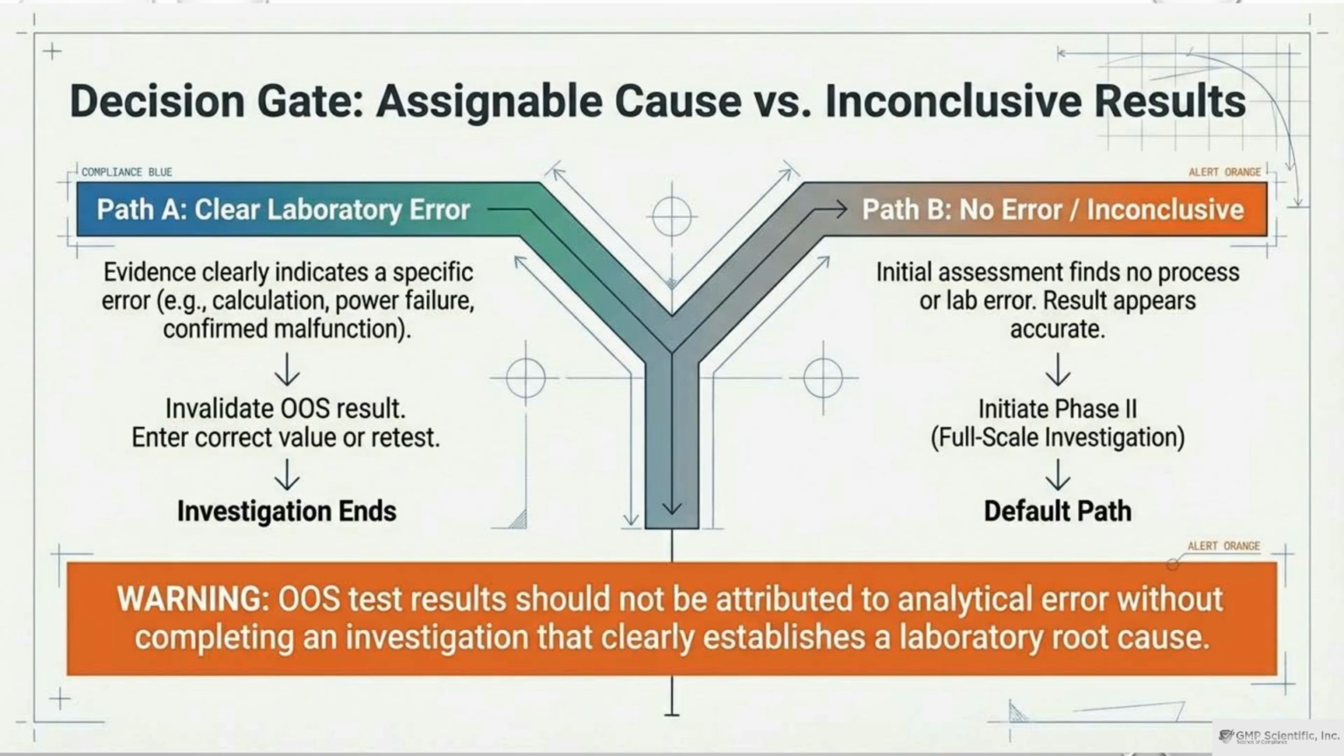Decision Gate 1 determines whether a clear laboratory error or assignable cause exists. If confirmed, the OOS result is invalidated. If no clear error is found, the default path is Phase 2. OOS results must never be attributed to analytical error without conclusive evidence.